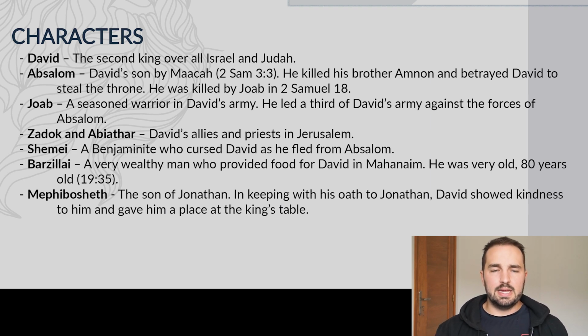And then Shimei. Now, we talked about him a few chapters ago as David was fleeing from Jerusalem. You remember what he was up to? He was cursing David and throwing rocks at him. Well, he shows up again in this chapter. He was a relative of King Saul's. And then a guy named Barzillai. He's a very wealthy man who took care of David while he was kind of in exile in Mahanaim during the time that he had to run away from Absalom.